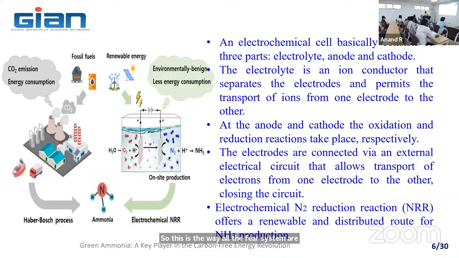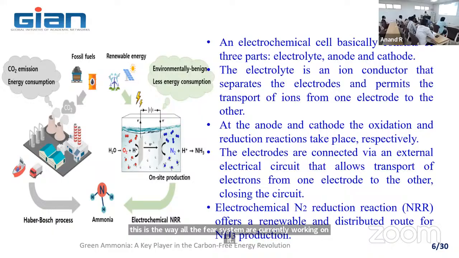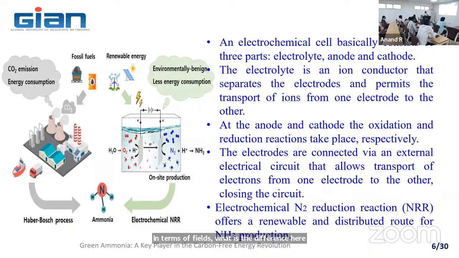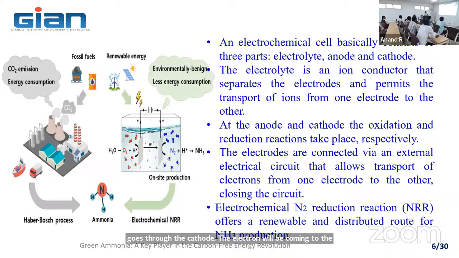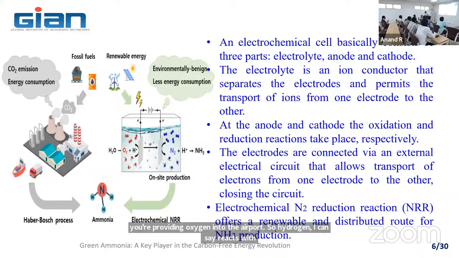In terms of the hydrogen fuel cell, the difference is that you have the electrolyte, and there also you have anode and cathode. The hydrogen will be sent into the system. Hydrogen ions go through the electrolyte to the cathode. Electrons come to the cathode via the circuit. Here the H plus is there, and you are providing oxygen into the cathode. So hydrogen reacts with the oxygen, producing water along with the electricity.